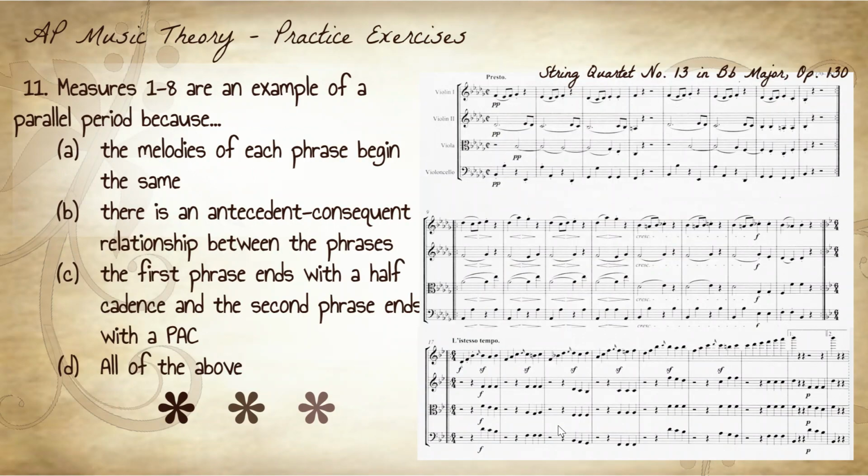Question 11. Measures 1 to 8 are an example of a parallel period because A, the melodies of each phrase begin the same, B, there is an antecedent-consequent relationship between the phrases, C, the first phrase ends with a half cadence and the second phrase with a perfect authentic cadence, or D, all of the above.